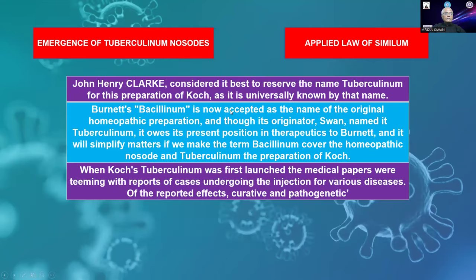Then John Henry Clark considered it best to reserve the name tuberculinum for the Koch preparations, as it is universally known as tuberculin. So what is the difference between tuberculinum and bacillinum? Tuberculinum is the crude pus discharges, and bacillinum is the refined, isolated bacteria of tuberculosis.